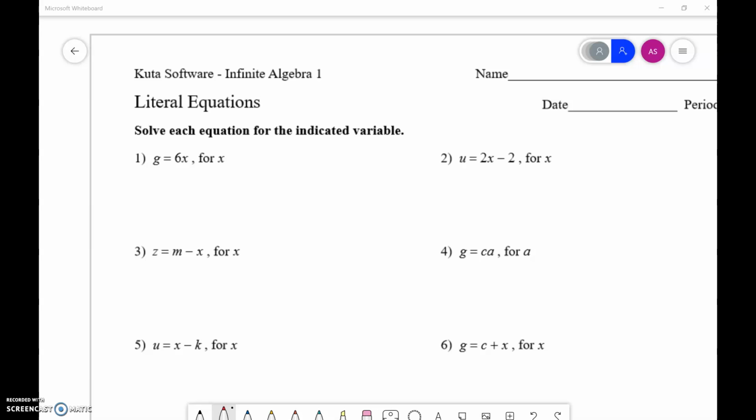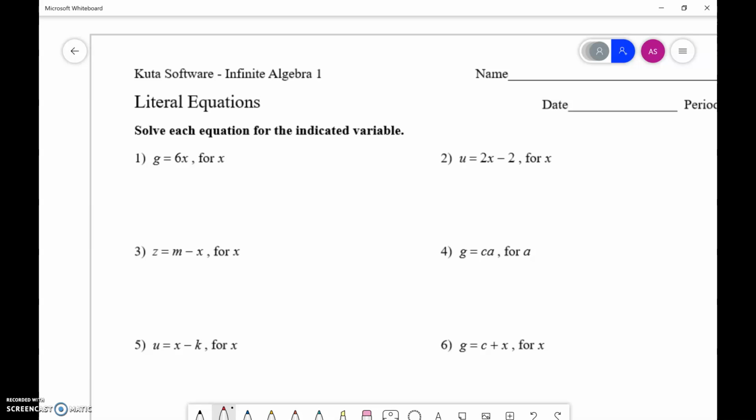All right, so here's our video for literal equations. Basically, when you have a literal equation, that means you have an equation that has more than one variable. As you see, we have some m's, some x's, some z's, some a's. So you're basically going to solve for whichever variable they tell you to solve for.